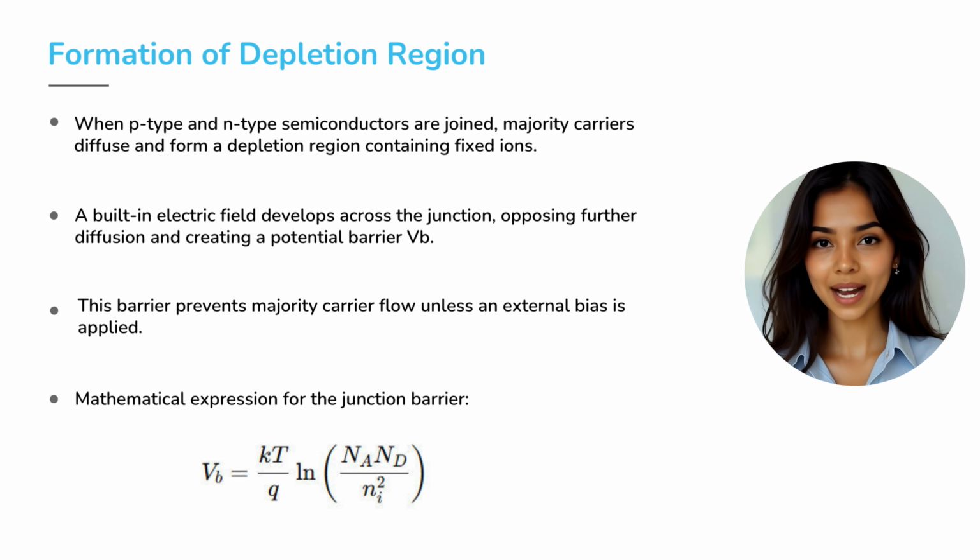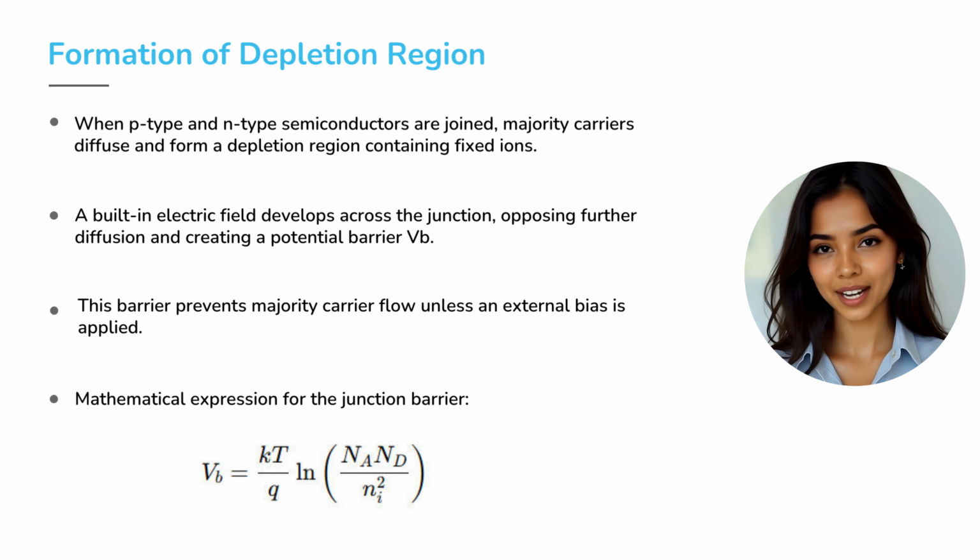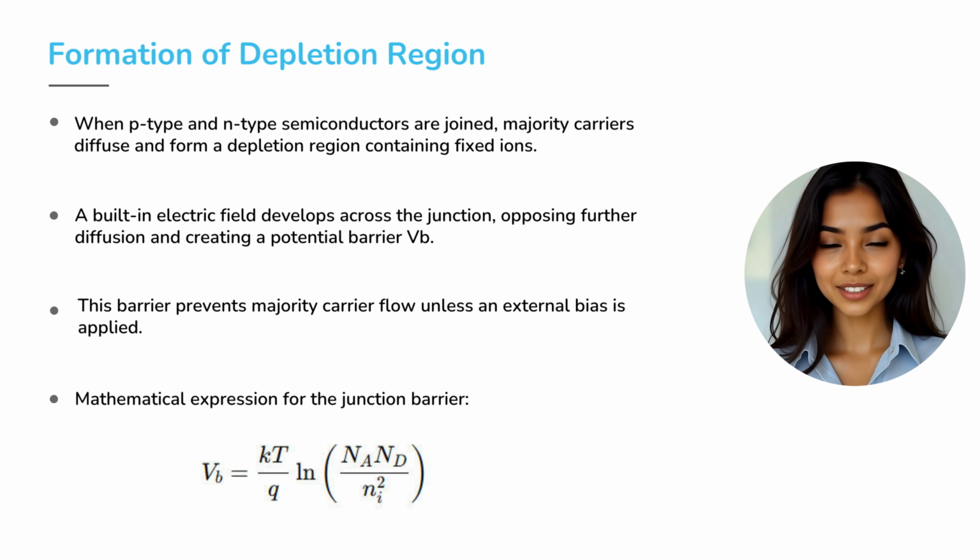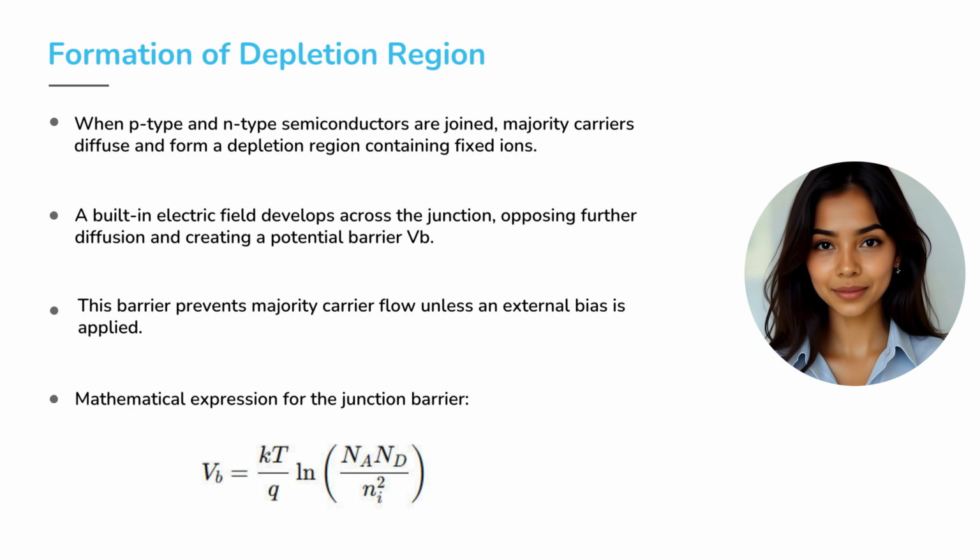We can even put math to it. V sub B is equal to kT divided by q multiplied by the natural log of open bracket Na times Nd divided by ni squared close bracket. That's the thermal voltage times the log of the ratio of doping concentrations to intrinsic carrier concentration squared. This voltage barrier is crucial. It's what gives the diode its selective behavior.